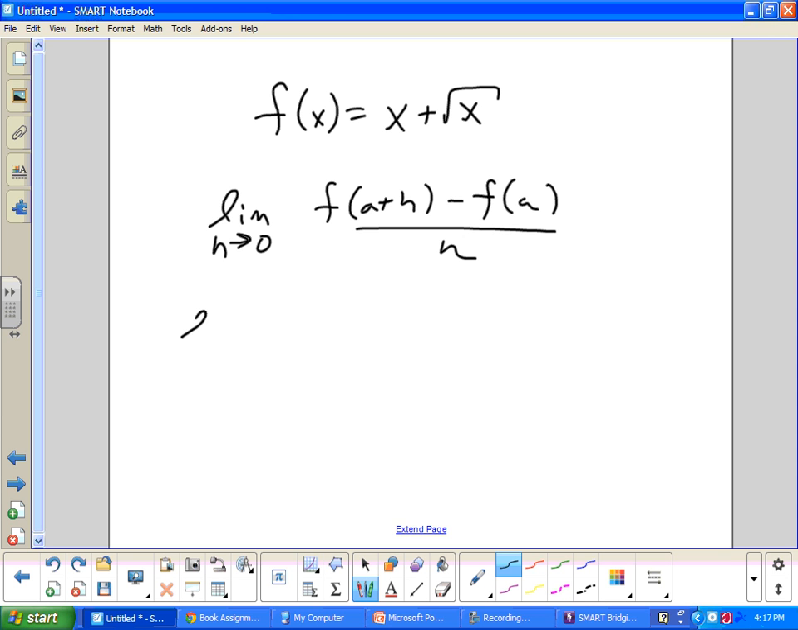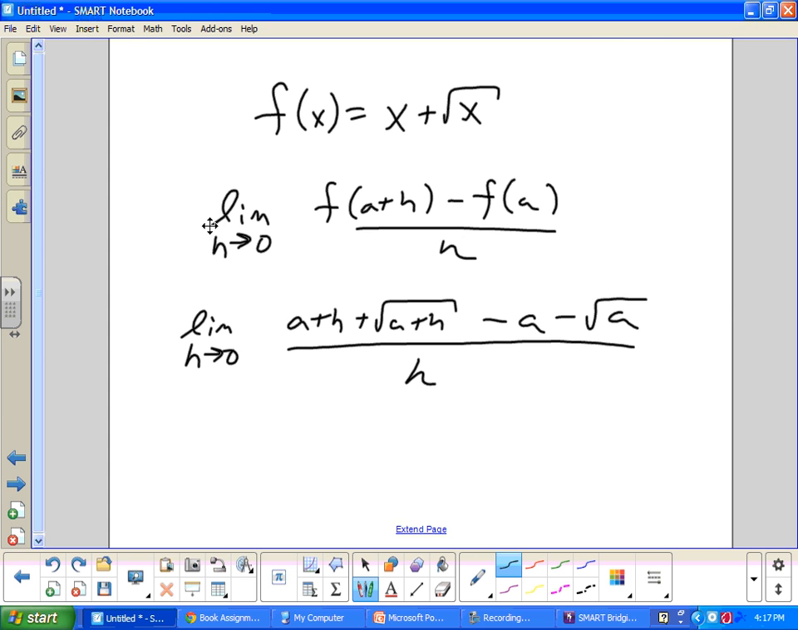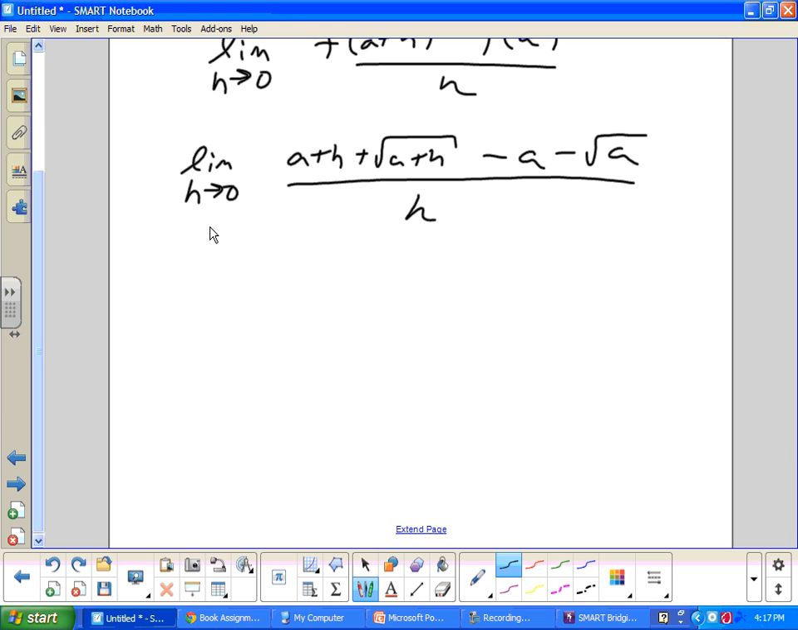So if I start working at it, it's going to get ugly. It's going to require a conjugate. So it's a plus h plus the square root of a plus h minus a. Distribute the negative sign, negative a over h. The a's cancel, so we're left with the limit as h approaches 0 of h plus.